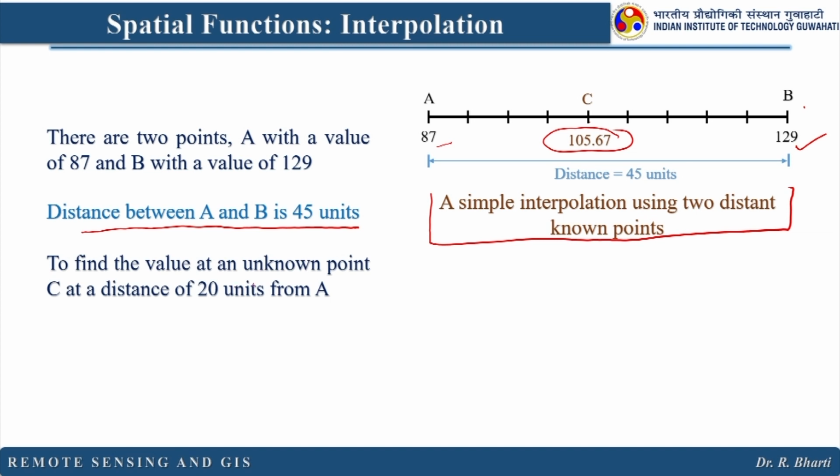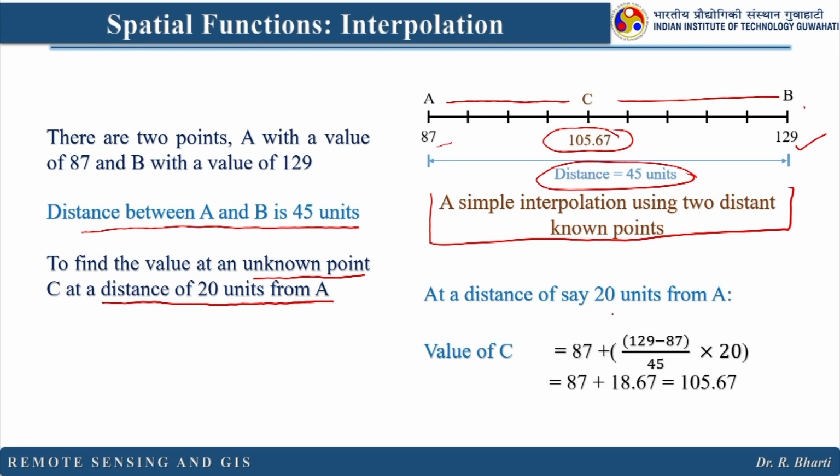Then to find the value at an unknown point C at a distance of 20 units from A, so this is basically 20 and here you have 25. That means the distance is 45 between A and B. At a distance of say 20 units from A, the value of C can be calculated like this. This is very easy when you have only 2 points. You just have to estimate the distance and divide the values into different segments, and then you can easily find out what will be the value of C. Such an operation can be easily done with GIS, where we have location attached.